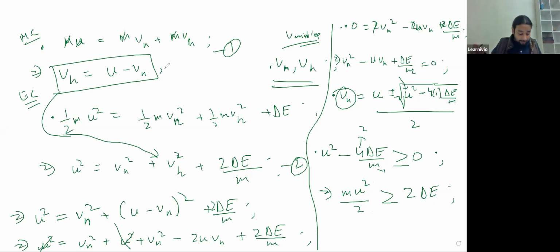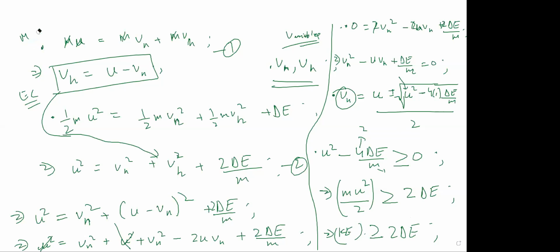So what the question was essentially, what is the minimum kinetic energy for the neutron for which the collision is inelastic? So this is the kinetic energy. So let's just write this as kinetic energy. This should be greater than or equal to 2 delta E, right? So what is the minimum value of kinetic energy? It's 2 delta E.